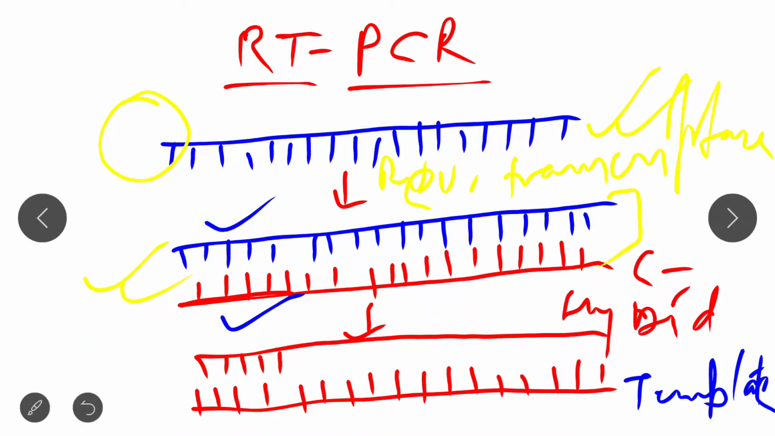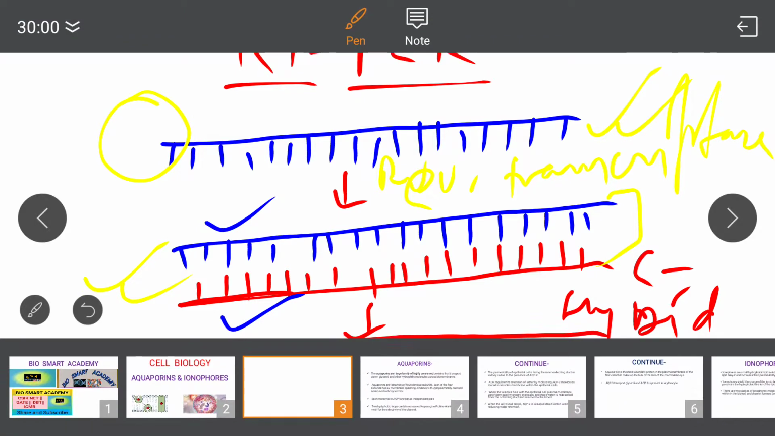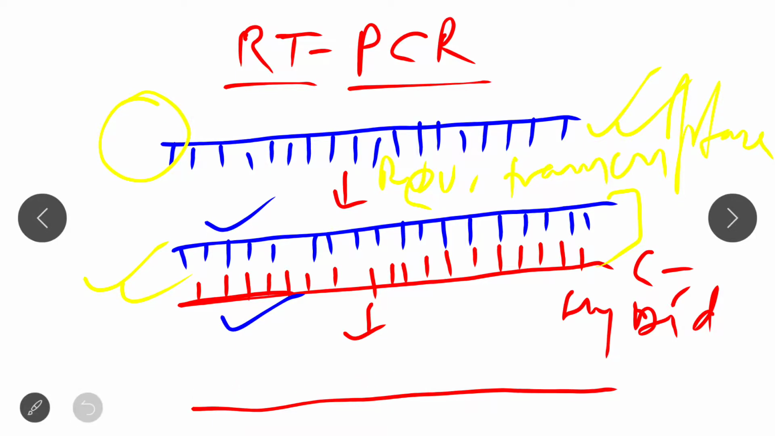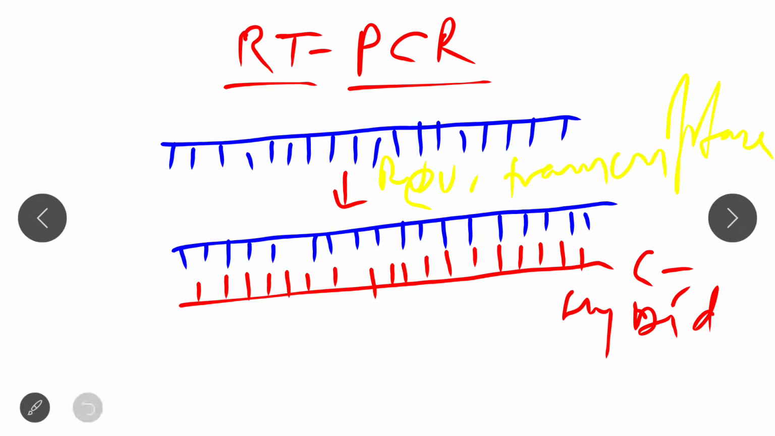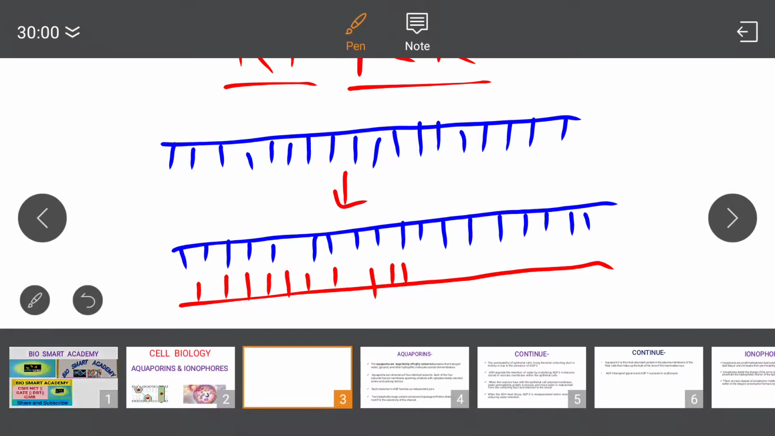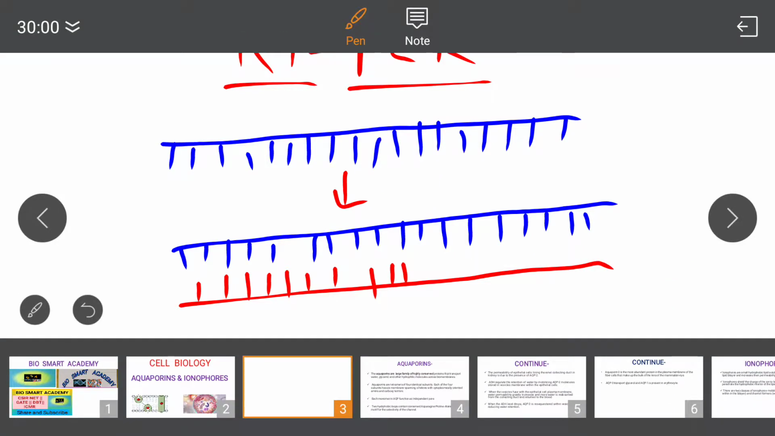Now after this complementary double stranded DNA strand is synthesized, what do we have to do? Let's look. Now after this complementary DNA strand is synthesized, we have to put a probe on it.